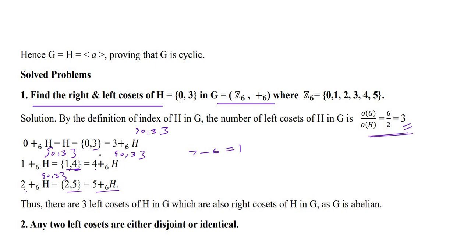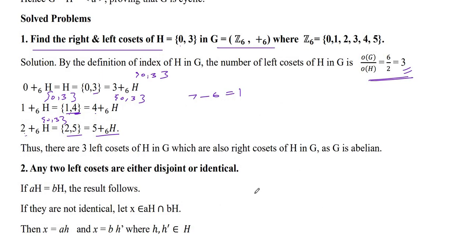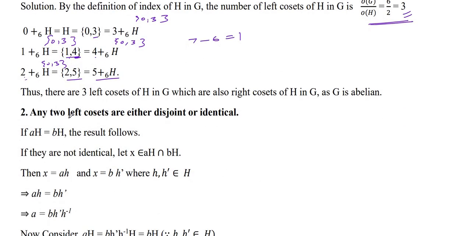And this G being abelian, there is no need to separately consider right coset. Both will be the same. So there are 3 left cosets which are also right cosets of H in G, as G is abelian. Now this is known, as any 2 left cosets are either disjoint or identical, because they are nothing but the equivalence classes under the equivalence relation defined earlier.